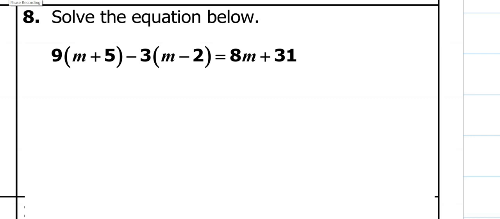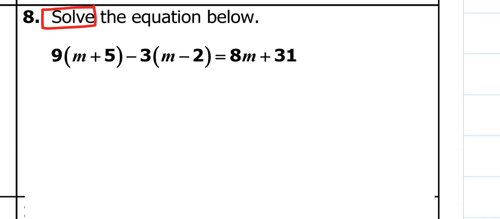Number 8, solve the equation below. So again, we're solving. Now, looking at this equation at first, I notice I have a bunch of parentheses. I have negatives, I have positives, I don't have any exponents, but I have variables on both sides of the equal sign. So just like with the last problem, we're going to go step by step. We start with PEMDAS, parentheses, m plus 5, m minus 2. Nothing can be combined inside the parentheses, so we're going to keep going.